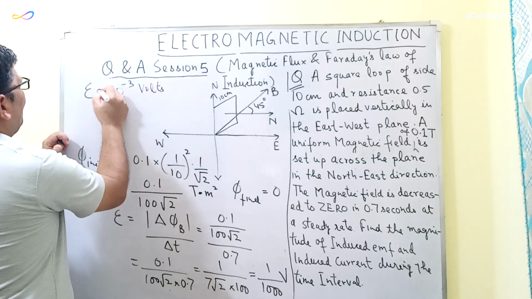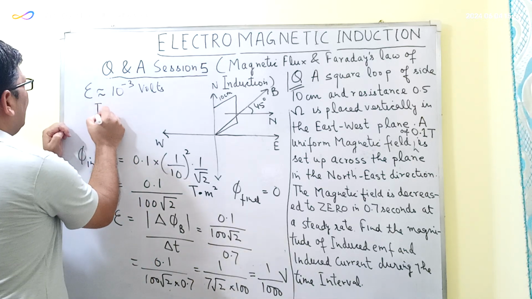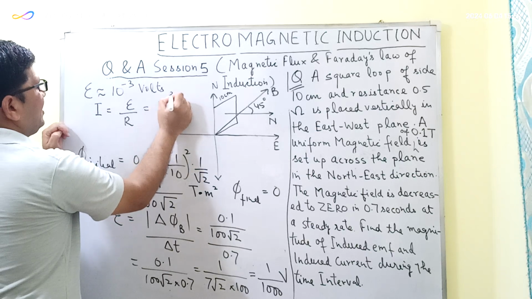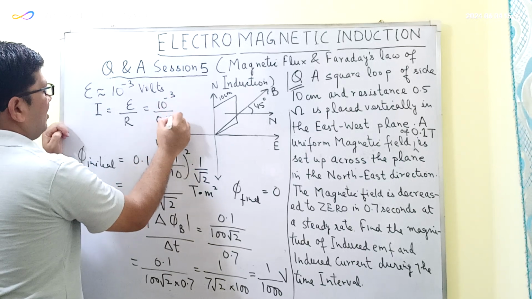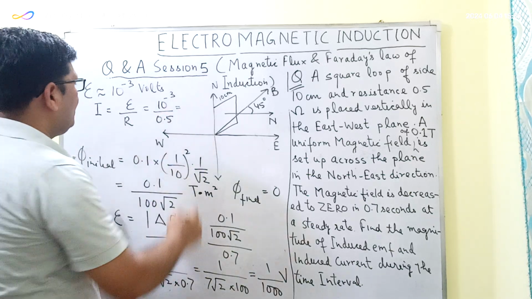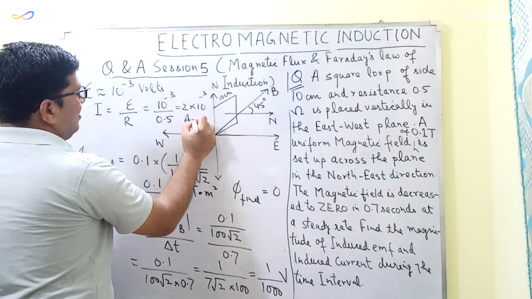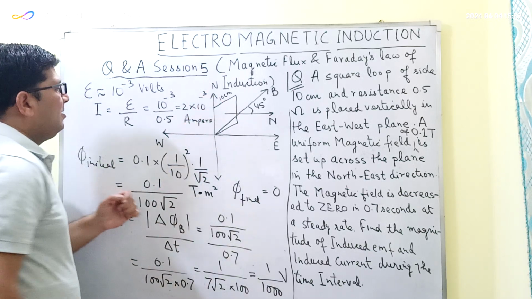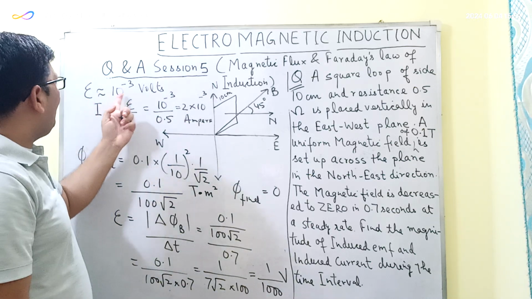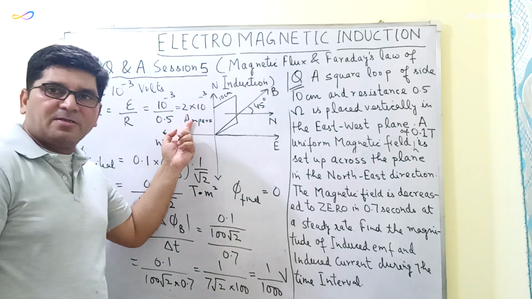Induced EMF is approximately equal to 10 to the power minus 3 volts, and the induced current will be equal to induced EMF divided by R, and this is equal to 10 to the power minus 3 divided by 0.5. This 0.5 can be written as 1 by 2, so this will be equal to 2 into 10 to the power minus 3 ampere. So the induced EMF is approximately equal to 10 to the power minus 3 volts, and the induced current is equal to 2 into 10 to the power minus 3 ampere.